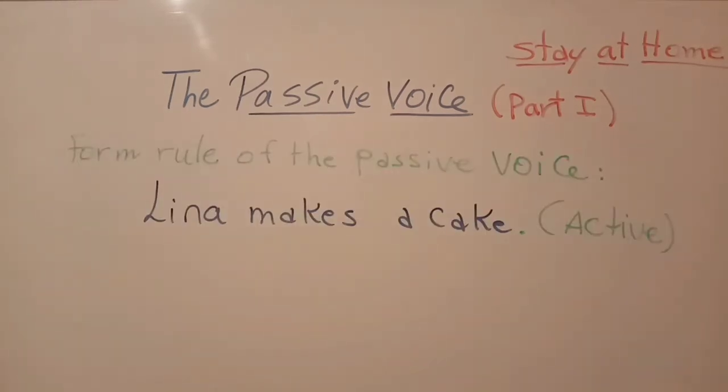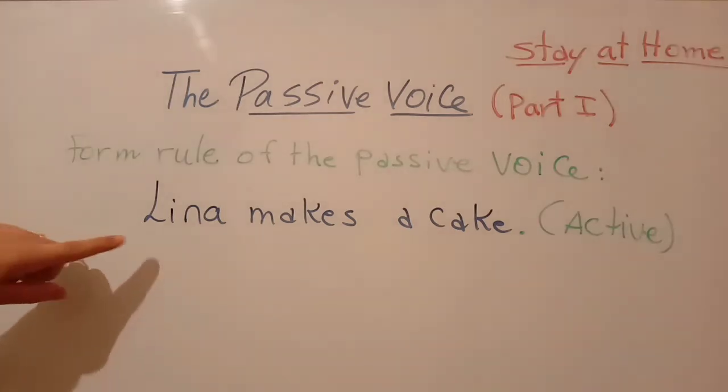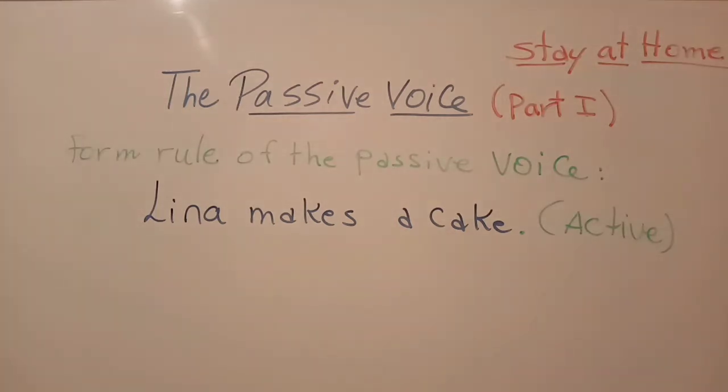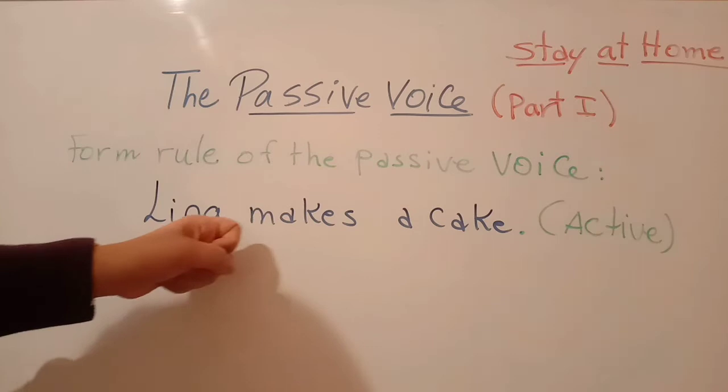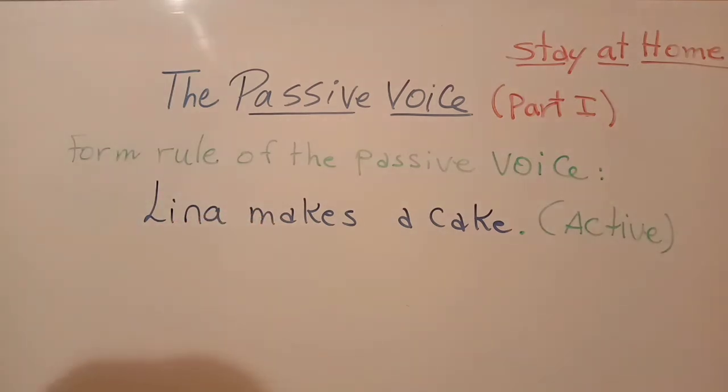Now let's study the form rule of the passive voice, okay? How can we move from the active sentence to the passive sentence? So of course, to move to the passive, we need an active sentence. Then we have to go through steps, okay, for the operation to be successful. First step, we have to identify the parts of the active sentence, which means subject, verb, and object.